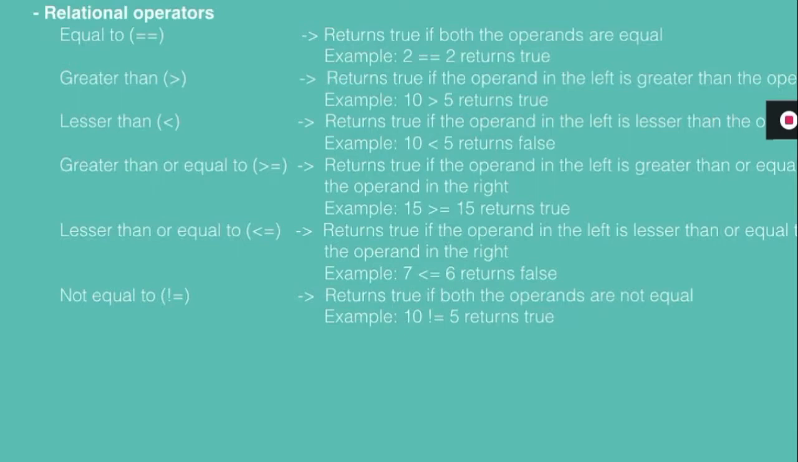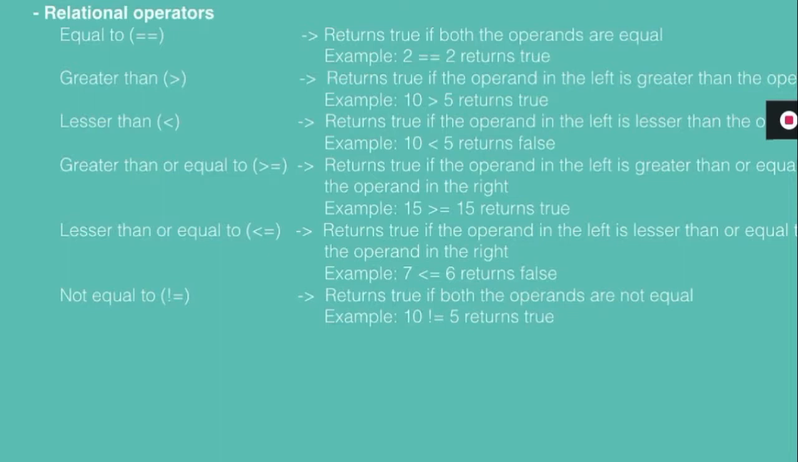The next is less than or equal to. Less than or equal to returns true if the operand on the left is lesser than or equal to the operand on the right. For example, 7 is less than or equal to 6 returns false, and this is how it performs.